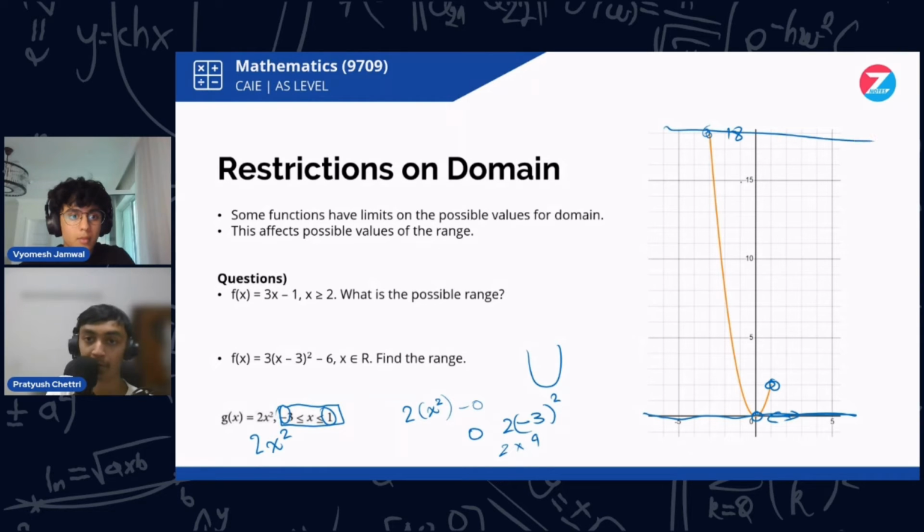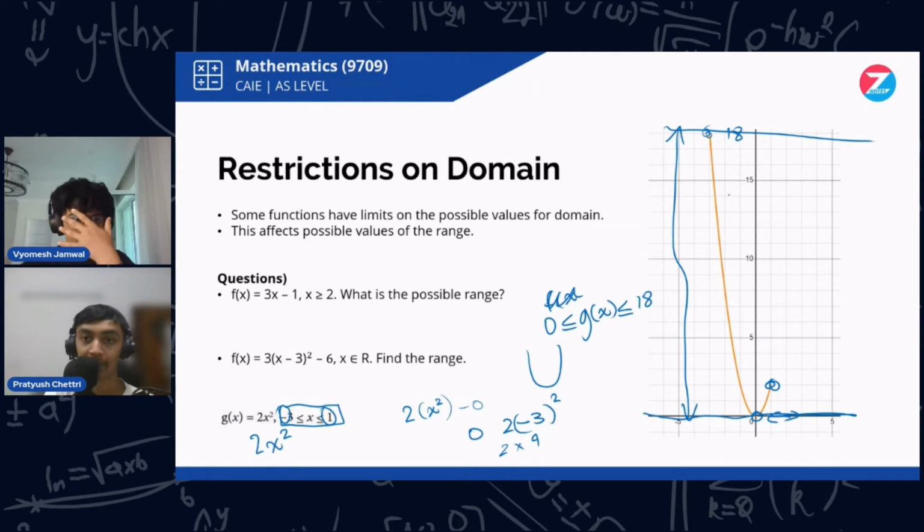So you know that the range of the function here is f of x. That's not f. This is g of x, remember, write it correctly. G of x is greater than or equal to 0, but it's less than or equal to 18. So this is that range.